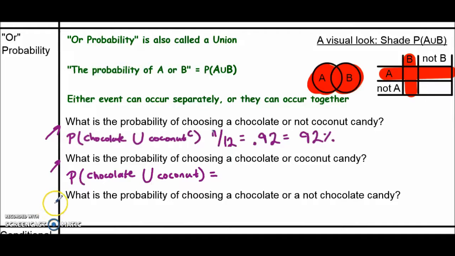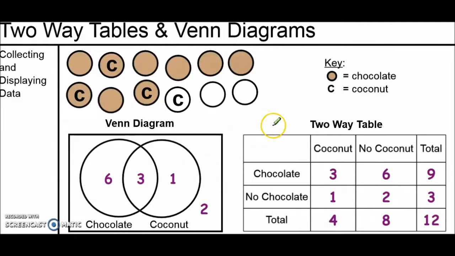Now just like before, this last question has a little bit of a quirk to it. What is the probability of choosing a chocolate or a not chocolate candy? How does that work? Chocolate or not chocolate? Well, what would it mean to choose a chocolate or a not chocolate candy? Well, first, let me shade all the chocolate candies in the visual up here, the Venn diagram, and the two-way table, shading all the chocolate candies. Now let's take a look at the not chocolate candies.